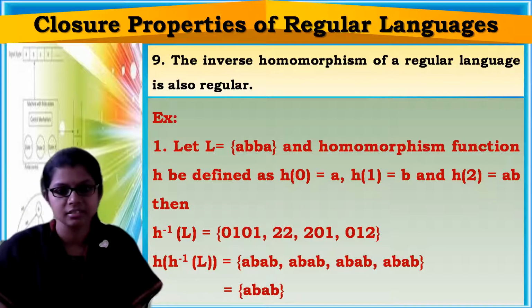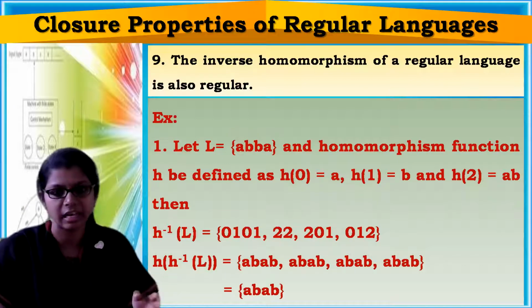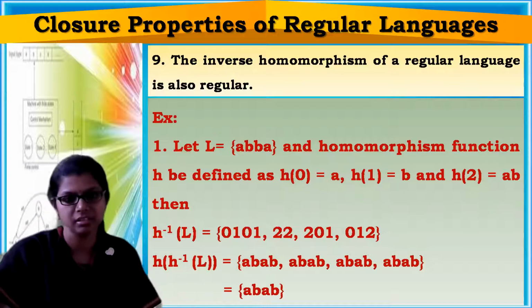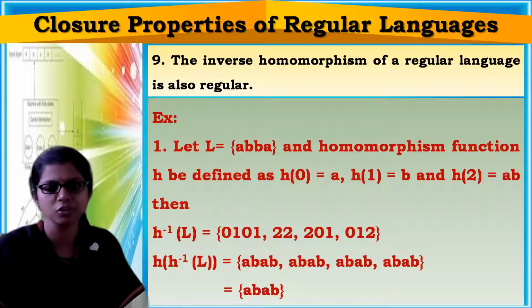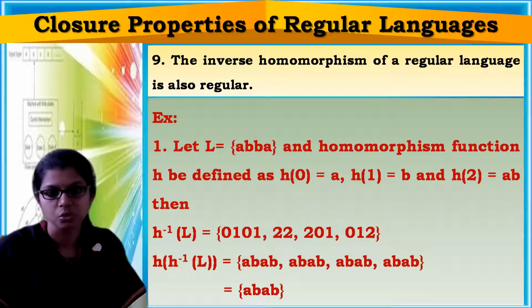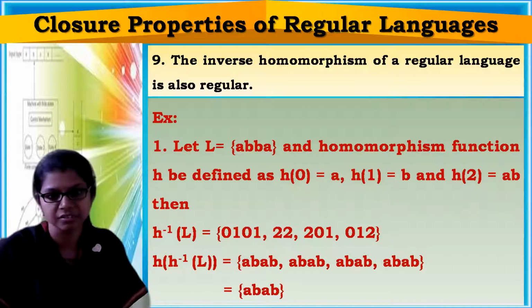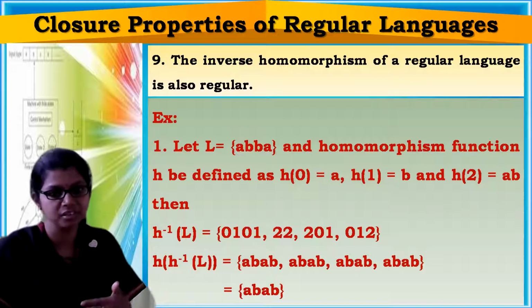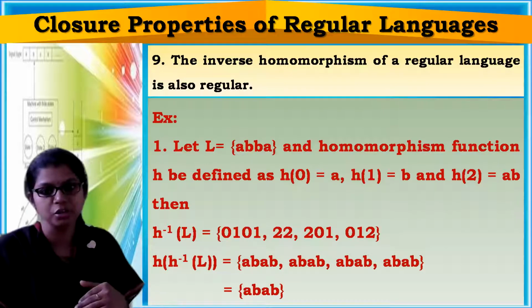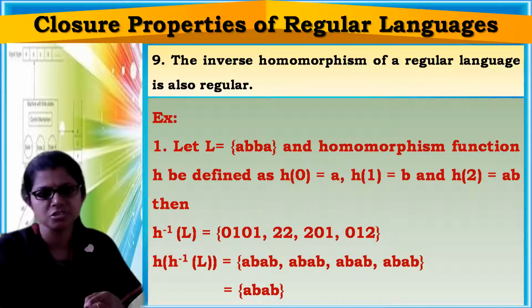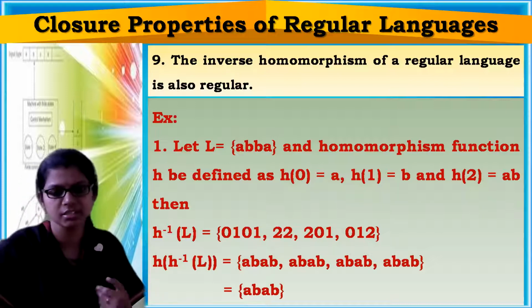Let us think the language is ABAB. Then 0101, it is satisfying according to h of 0, h of 1. Next 2, AB. AB is represented by h of 2, right? So you can write 2. Next 201: first AB with 2, then A with 0, B with 1. Next 012: first A as 0, B as 1, followed by AB as 2. So these are the four strings that can be generated by using this inverse.